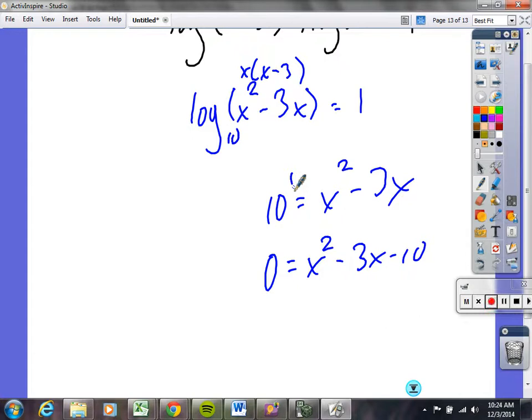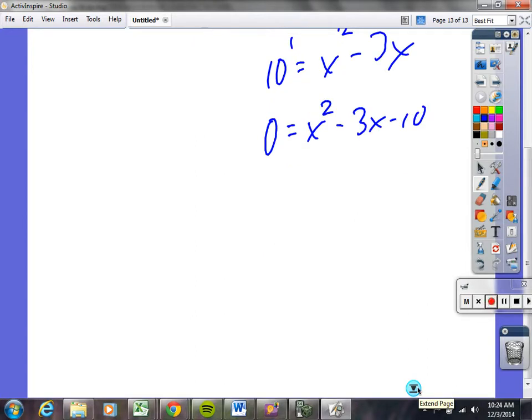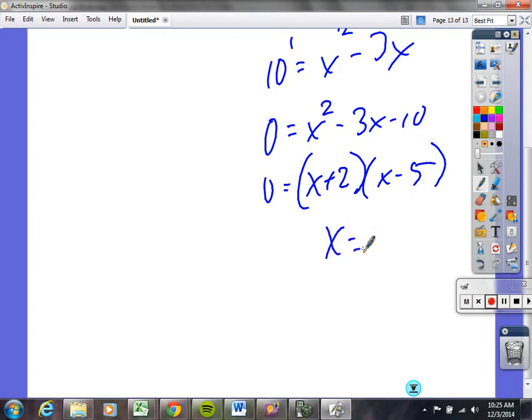So if that was equal to 2, what would you do? It'd be 100. Is everybody there with me? Okay. And then we factor. Can everybody see the factors of that? x plus 2, x minus 5 equals 0. So what's x? 5.